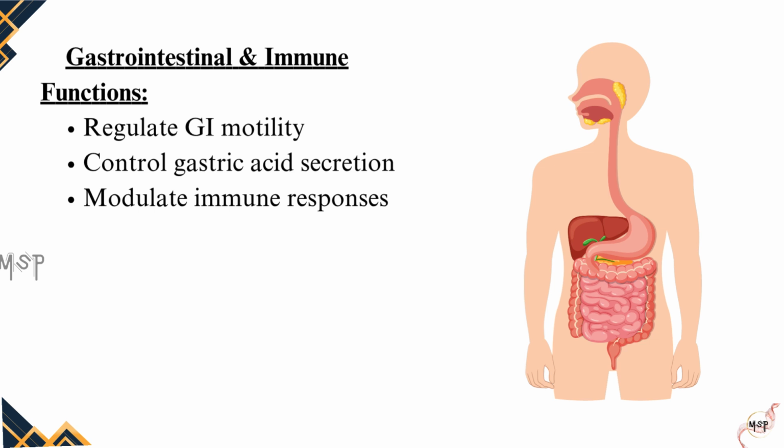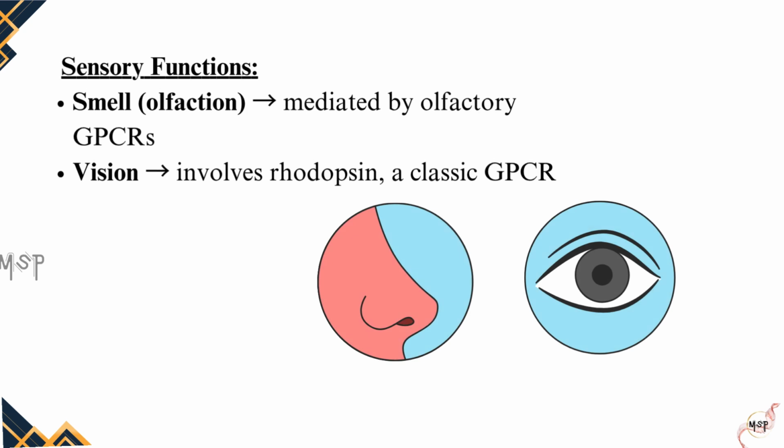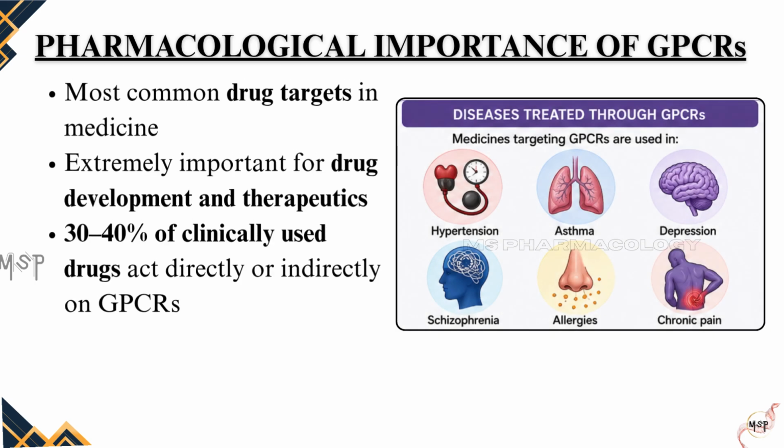GPCRs also regulate gastrointestinal motility, gastric acid secretion, immune responses, and even sensory functions. In fact, our sense of smell depends heavily on olfactory GPCRs, and vision involves rhodopsin, which is another classic GPCR. From a pharmacological perspective, GPCRs are extremely important because they are among the most common drug targets in medicine. Nearly 30 to 40% of clinically used drugs act either directly or indirectly on GPCRs.